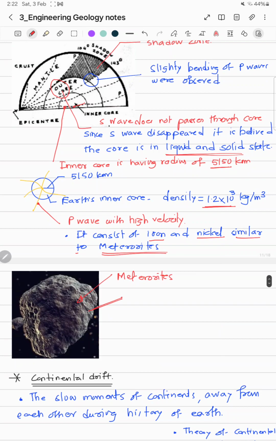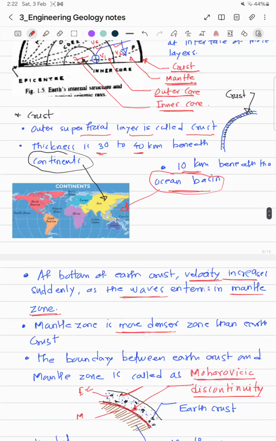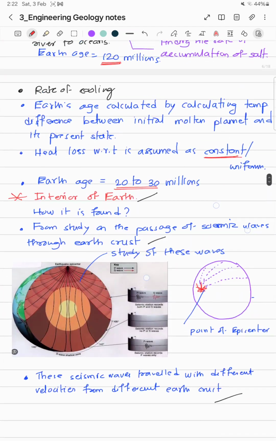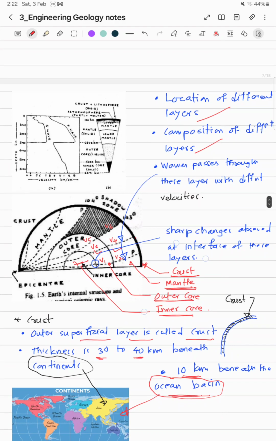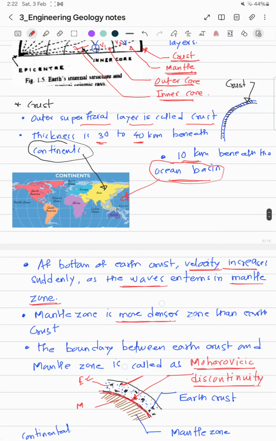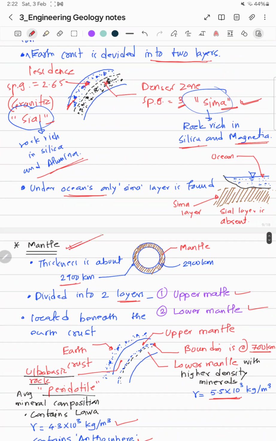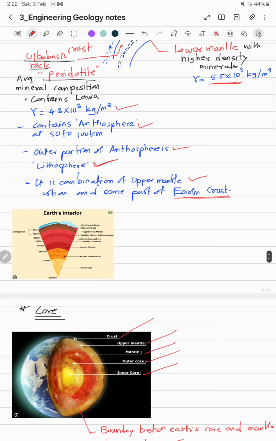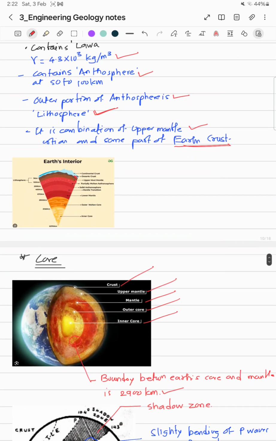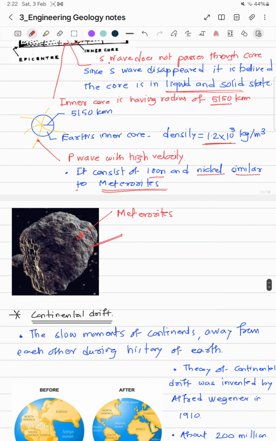So today we have seen the internal structure of the earth, in which we discussed the earth crust, then we also saw the mantle, then the core portion. Next we will see the basic theory of continental drift.